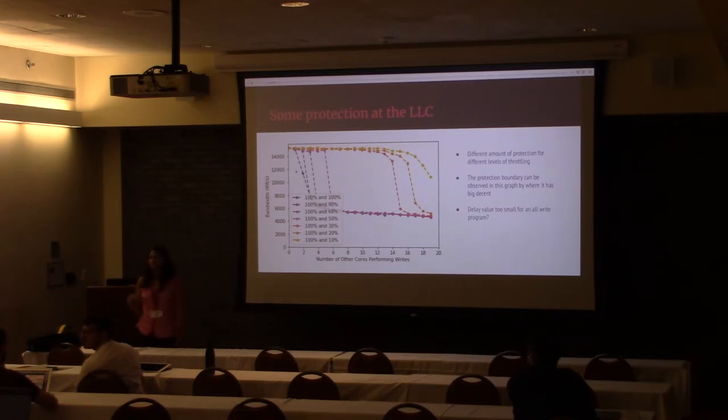Question: in that graph, is there still one thread who has 100%? Yes. And this is the number of other threads that are controlled at the given percentage?